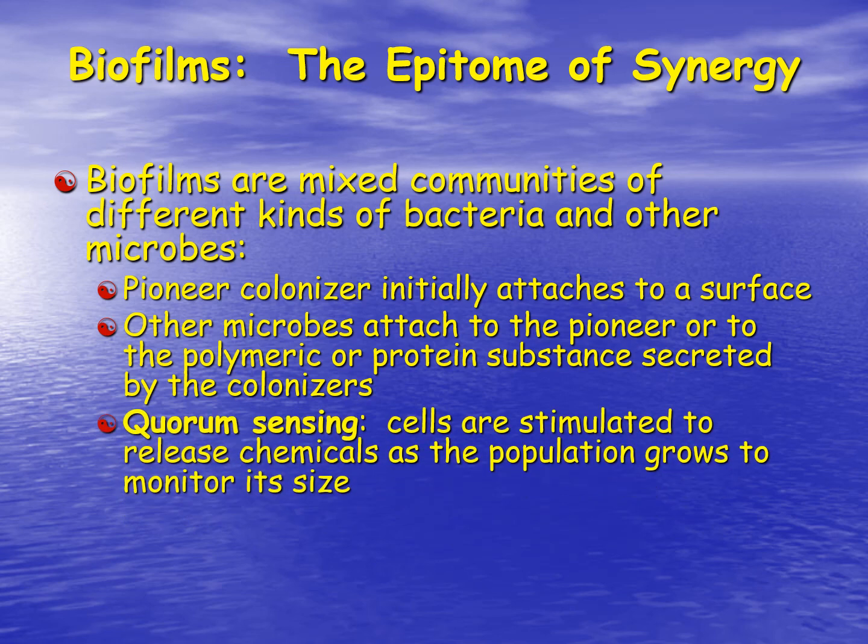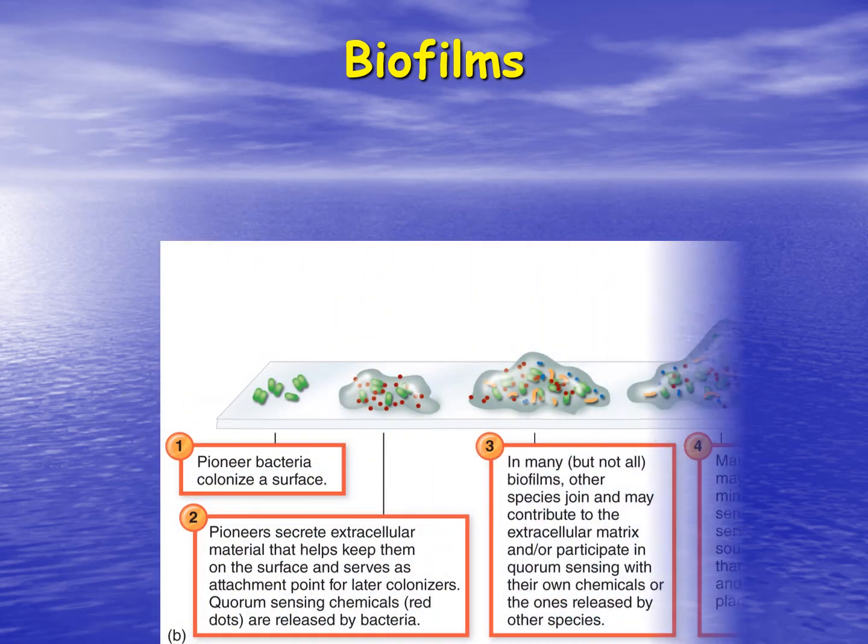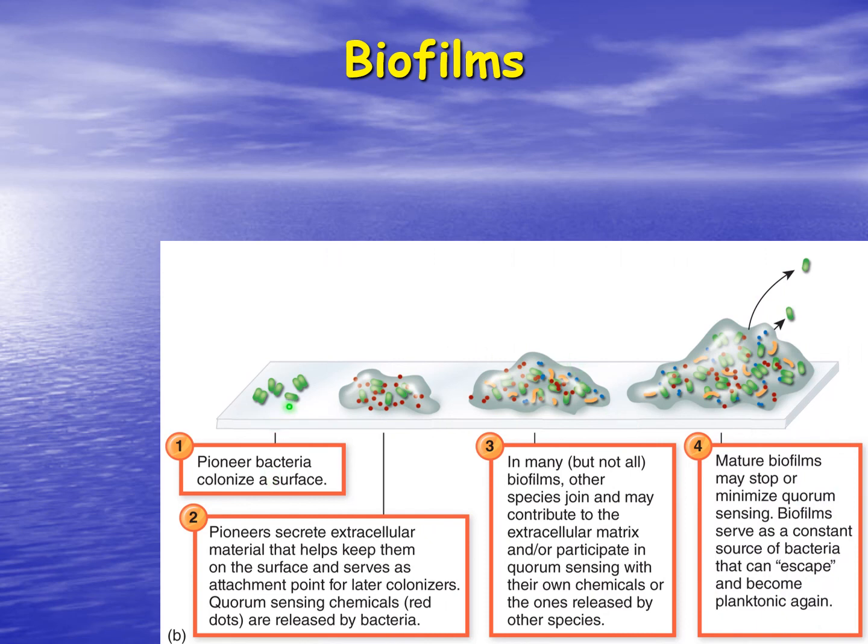This attraction is known as quorum sensing. Cells are stimulated to release chemicals as the population grows to monitor its size and to bring in new organisms. So here we have a pioneer bacteria colonizing a surface, and it will excrete extracellular material that keeps them on the surface and serves as attachment points for later colonizers. And quorum sensing chemicals, which are represented by our little red dots here, are released by the bacteria.